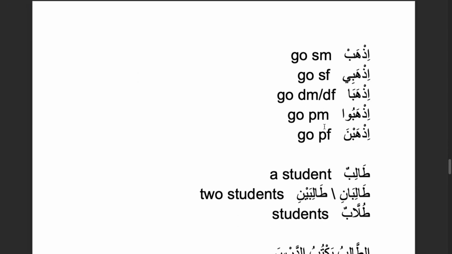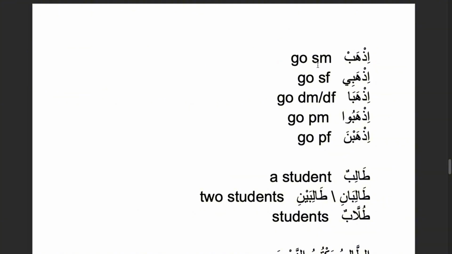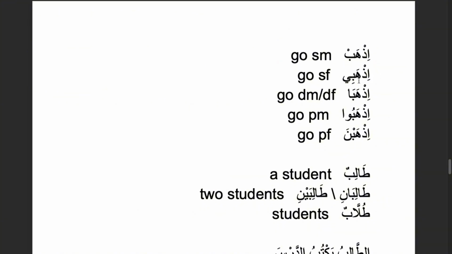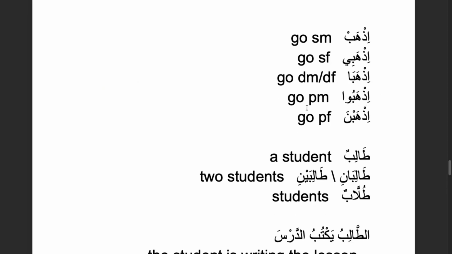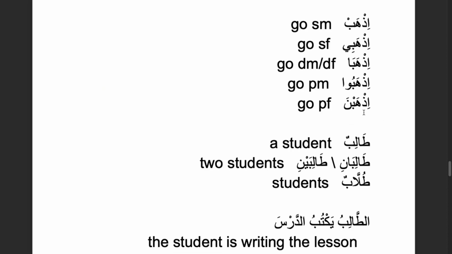Here we have tadhabuna, you go, plural male. Tadhabna, you go, plural female. Yadhabuna, they go, plural male. Yadhabna, they go, plural female. Nadhabu, we go. That was the present. Now we have the command. We have idhab, go, singular male. Idhabi, go, singular female. Idhaba, go, dual male or dual female. Idhabu, go, plural male. Idhabna, go, plural female.